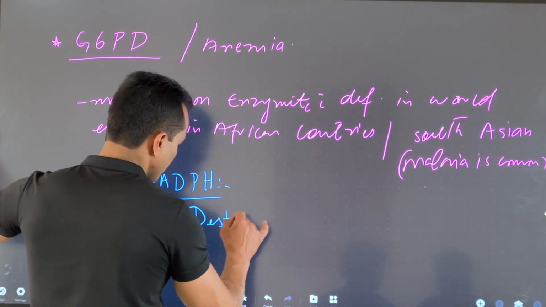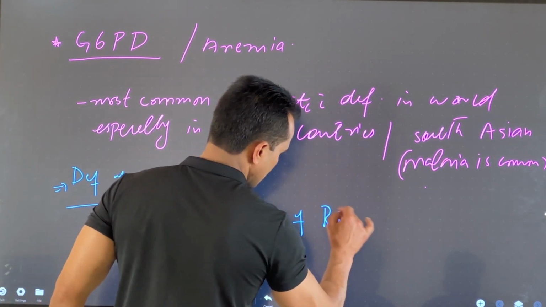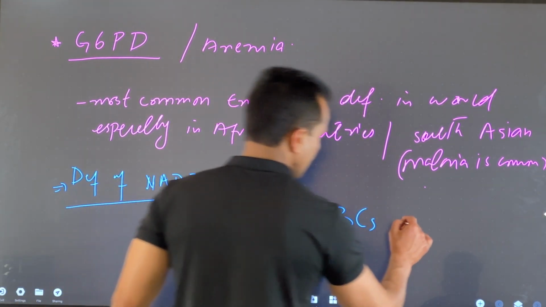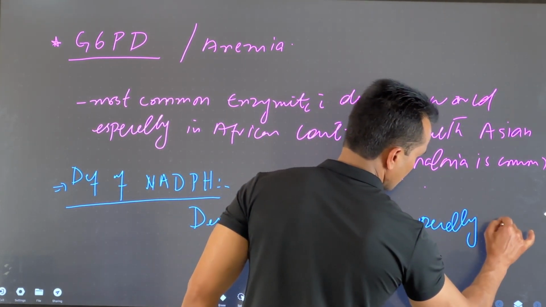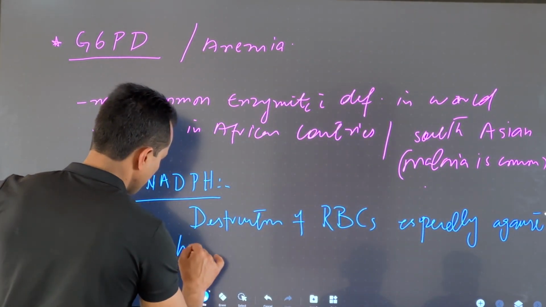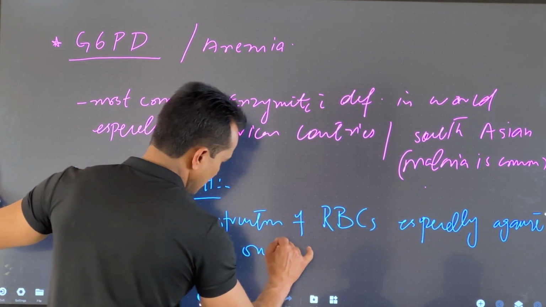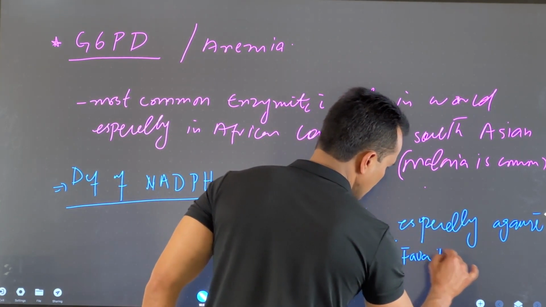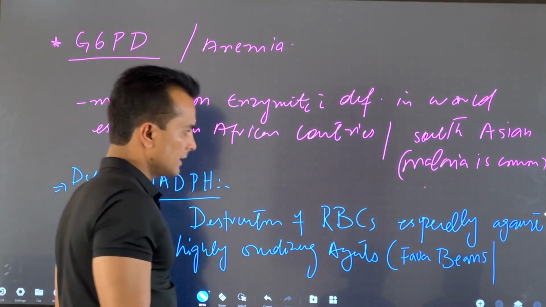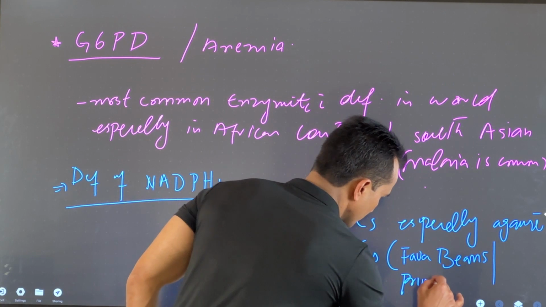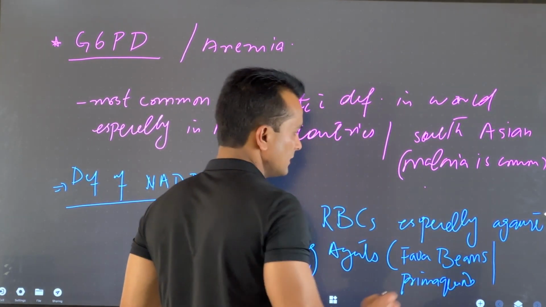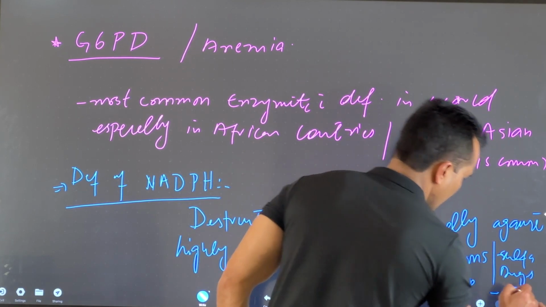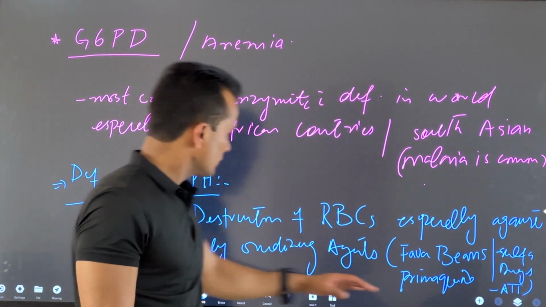So destruction of red blood cells, especially against highly oxidizing agents like fava beans, and then primaquine, which is an anti-malarial drug, also highly oxidizing, and then sulfa drugs, and then ATT, anti-tuberculosis drugs.